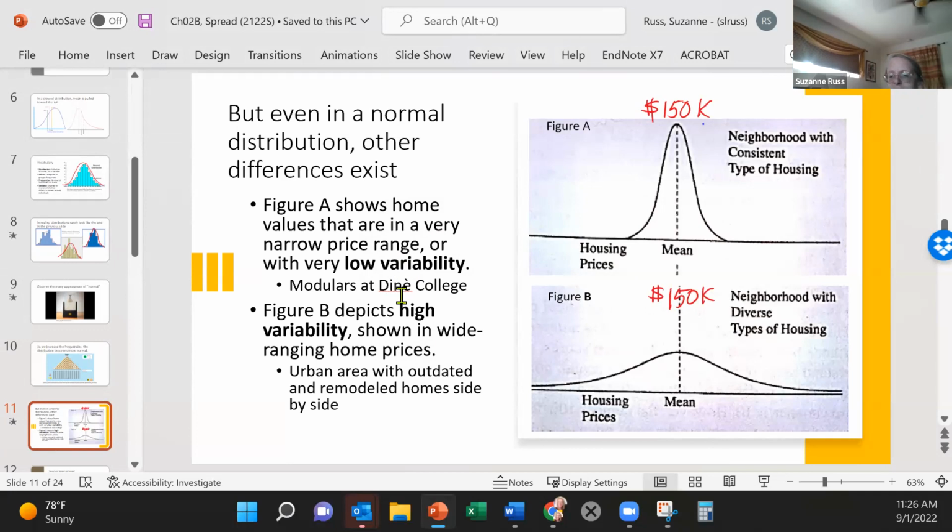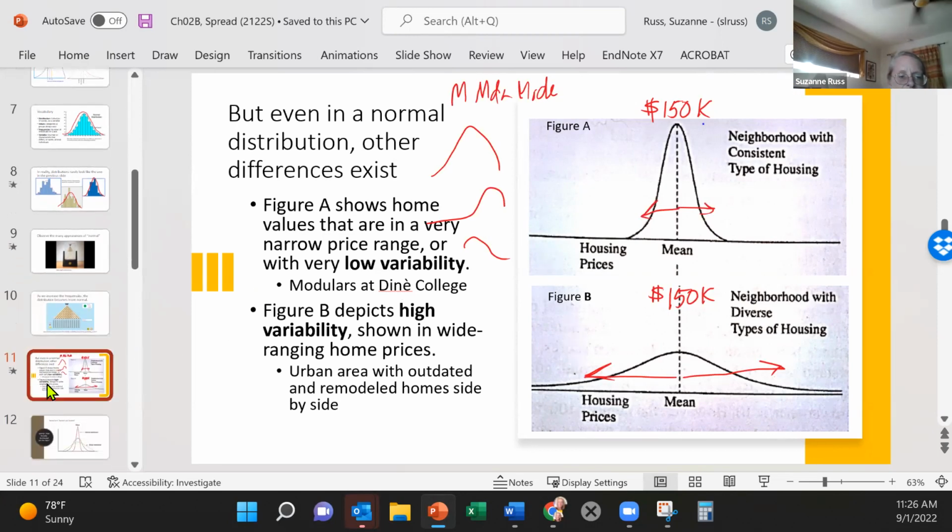And so this is the aspect of a distribution that we're looking at today. We've looked at center when we talked about mean, median, and mode. We looked at shape when we talked about normal and skewed. And now we're looking at spread. So how far apart are the scores from this mean? And that's the concept that we're working with today.